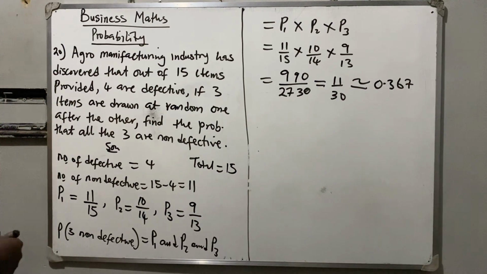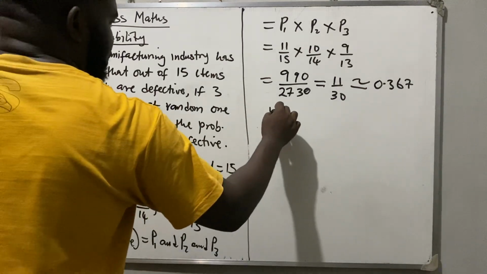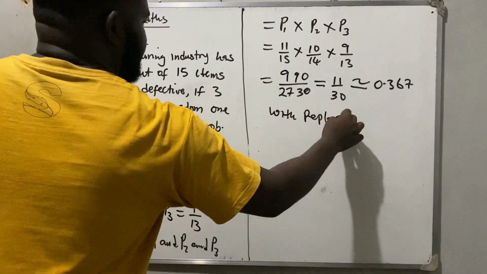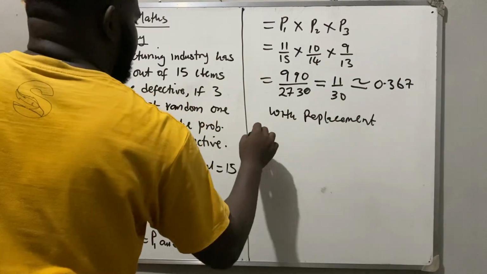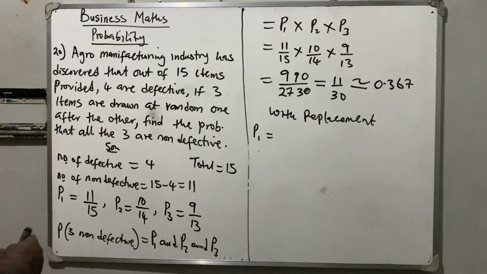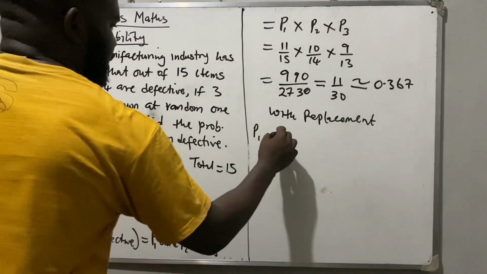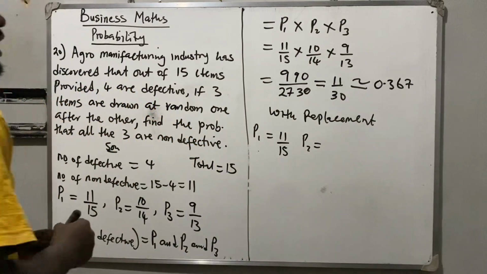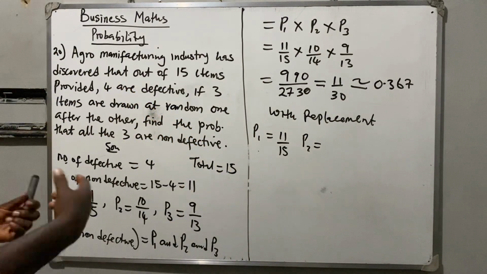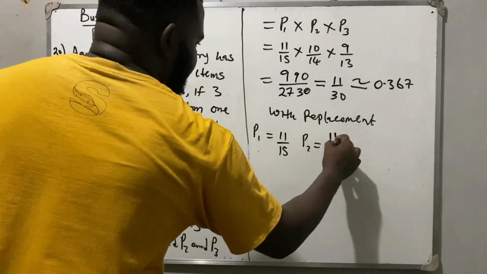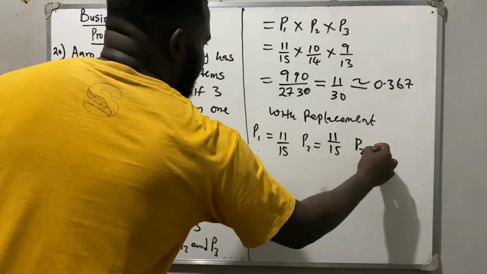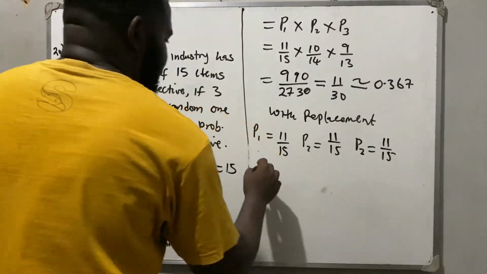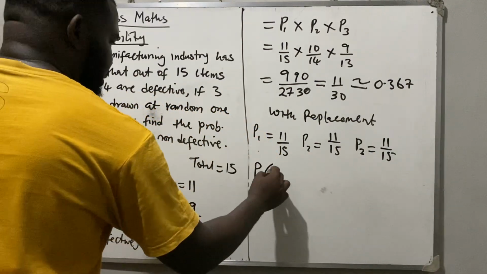Now, that one is without replacement. Let's talk about if it is with replacement. If we pick the first one, the probability of picking the first one is 11 over 15. The probability of picking the second one, if I replace the first one I picked, so they are still complete, is still 11 over 15 again. If I pick the third one, I will replace the second one I picked, and it's still 11 over 15 again.